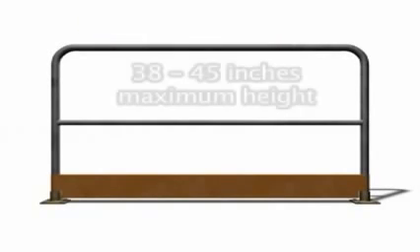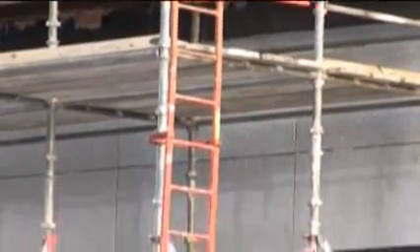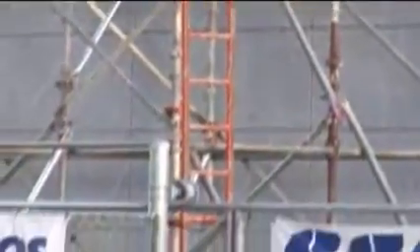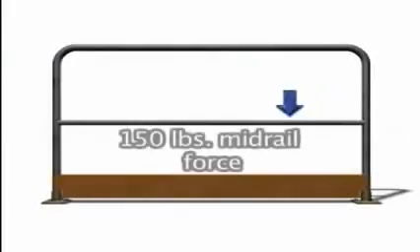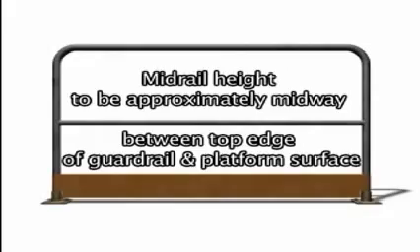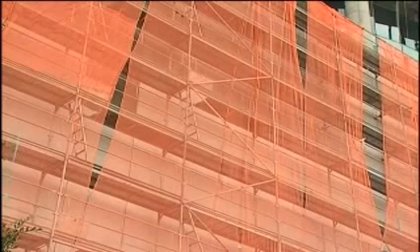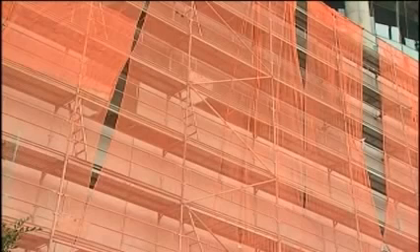The top edge height of top rails must be between 38 and 45 inches. Mid-rails, screens, mesh, intermediate vertical members, and solid panels must be able to withstand a force of at least 150 pounds applied in any downward or horizontal direction at any point along the mid-rail or other support member. Mid-rails must be installed at a height approximately midway between the top edge of the guardrail system and platform surface. If utilized, screens and mesh must extend from the top edge of the guardrail system to the scaffold platform and along the entire opening between supports.